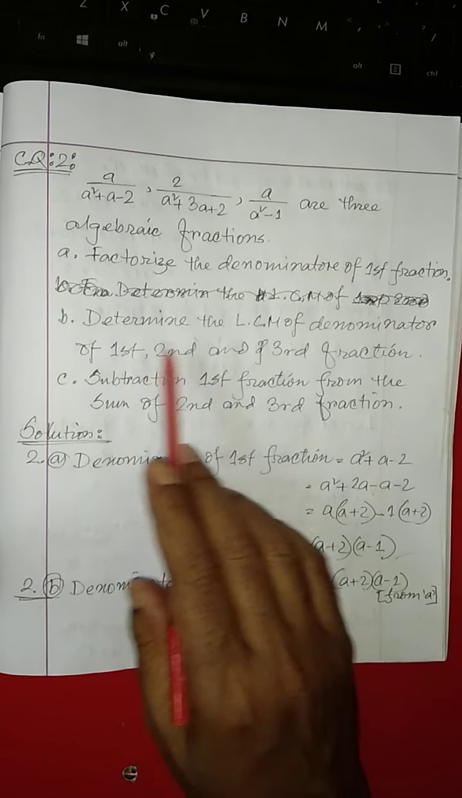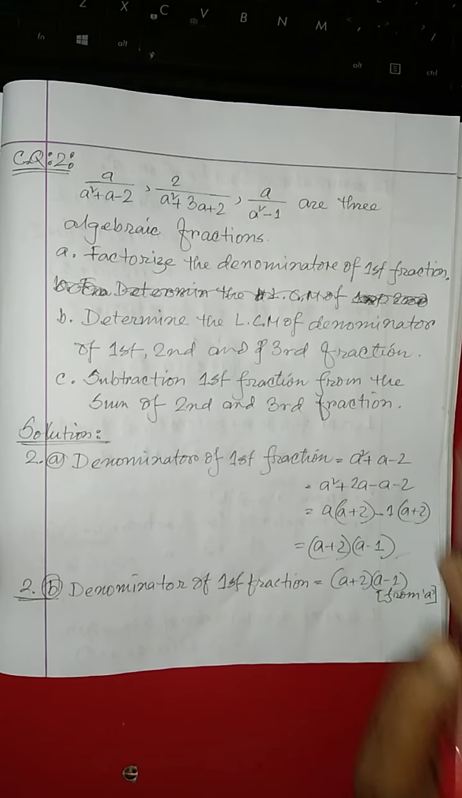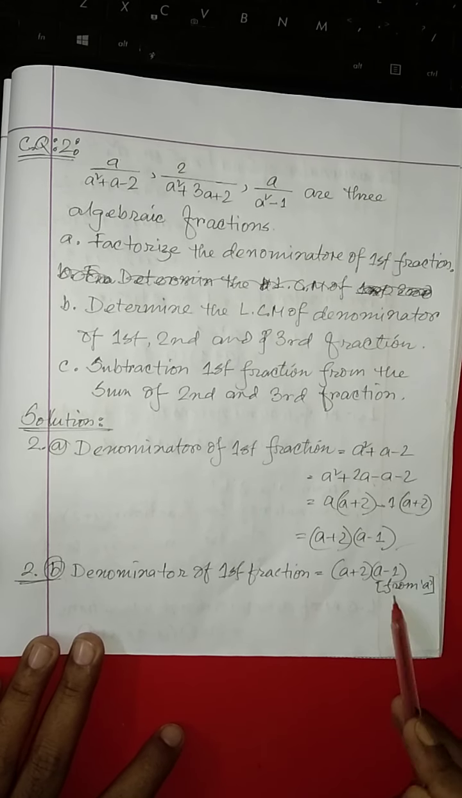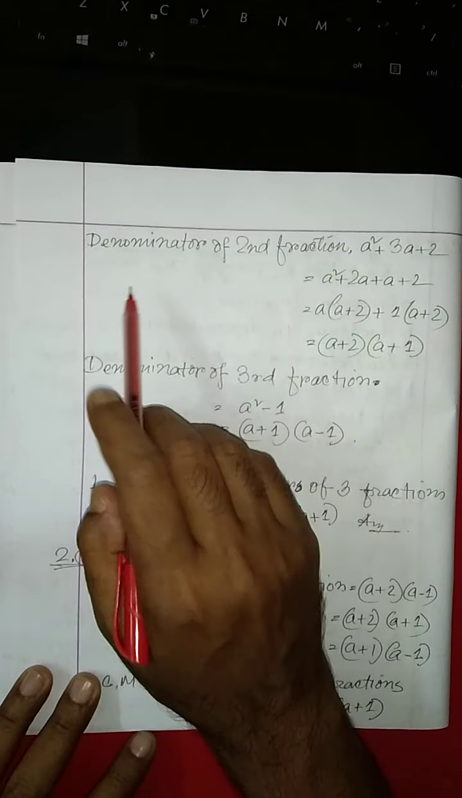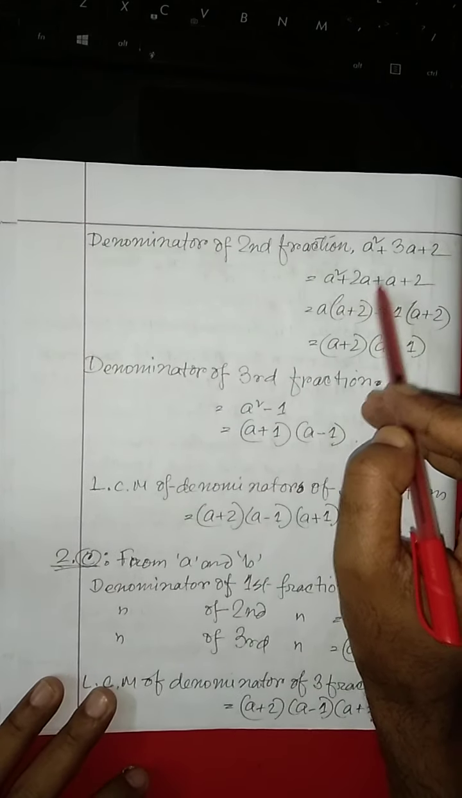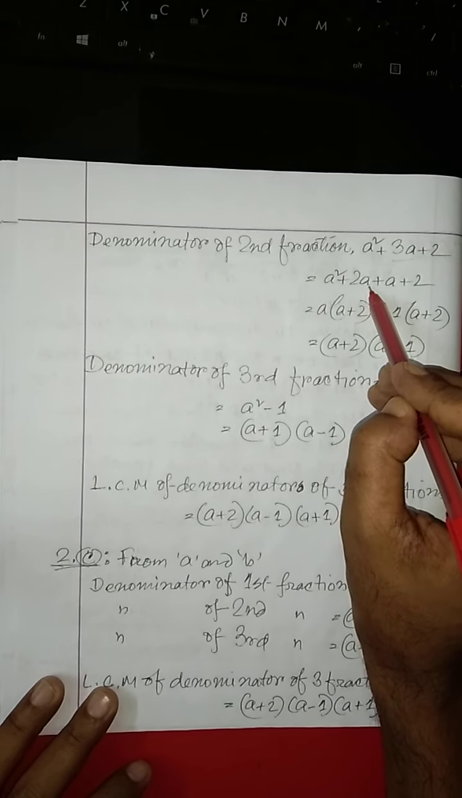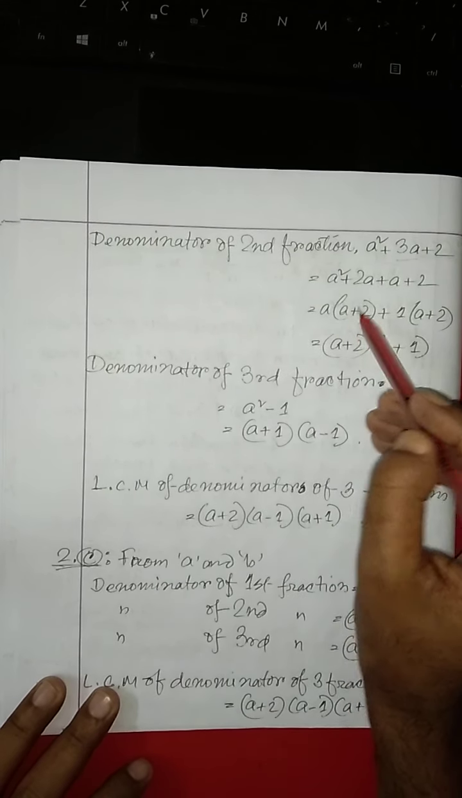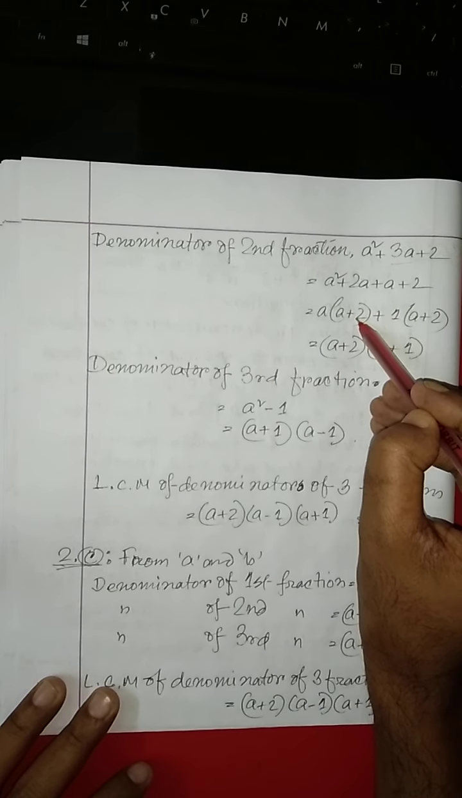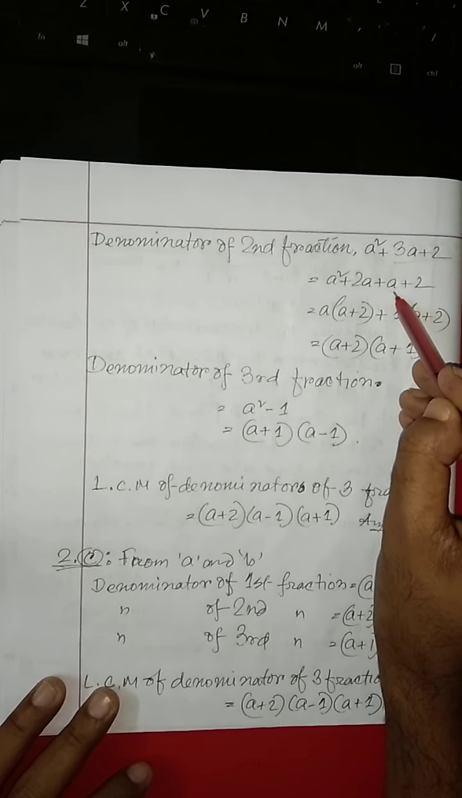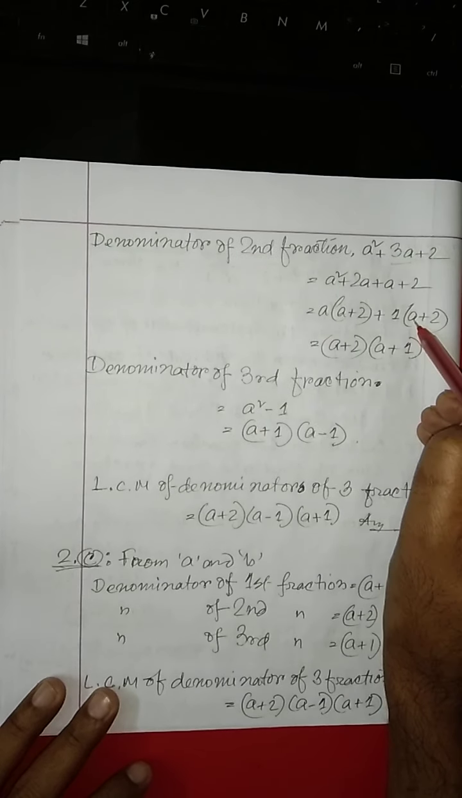Okay, number 2, determine the LCM of the denominators of the first, second and third fraction. The denominator of the first fraction is a plus 2, a minus 2, that we get from the a. Denominator of the second fraction is a square plus 3a plus 2. Here also we have to divide the middle term 3a into 2a plus a, that's also the 3a. So we get here the common a, a plus 2, then plus 1 common, so 1 times a plus 2 also.